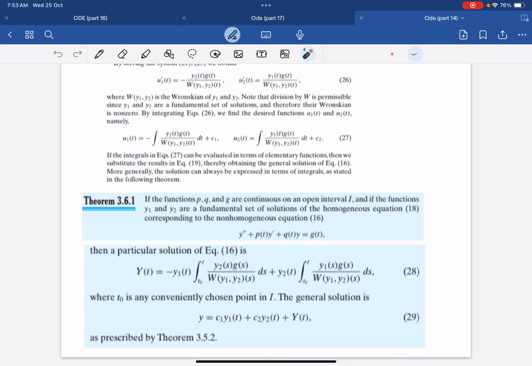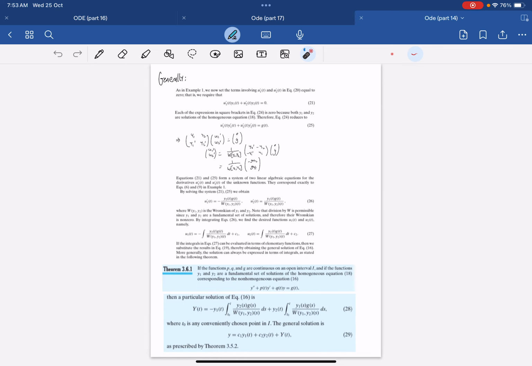And yeah, basically that's it for the variation of parameters. It isn't too hard, and now we understand it to a deeper level by seeing it in the general sense.